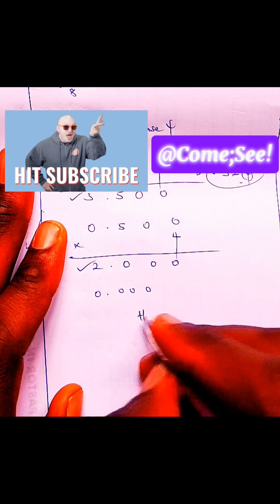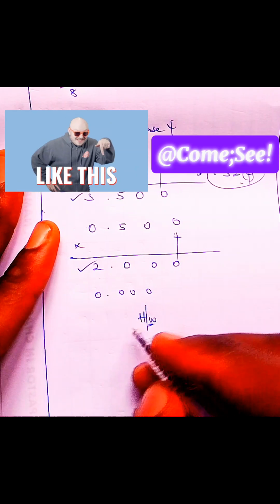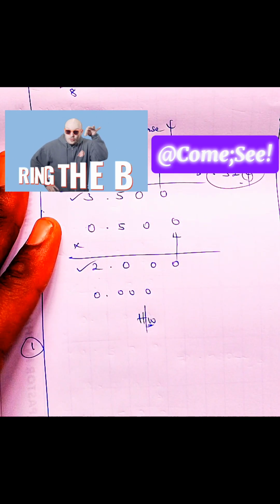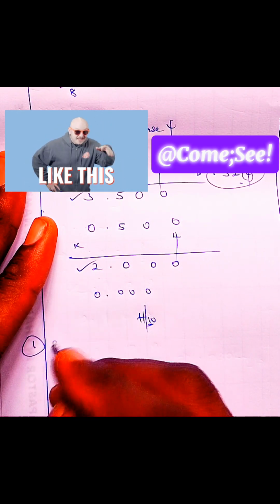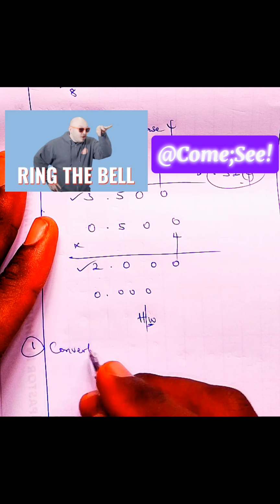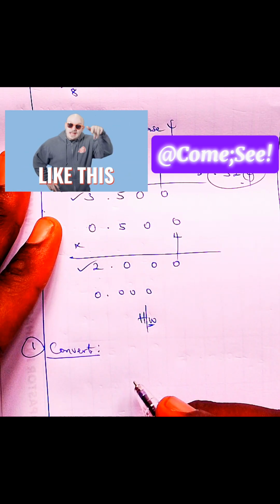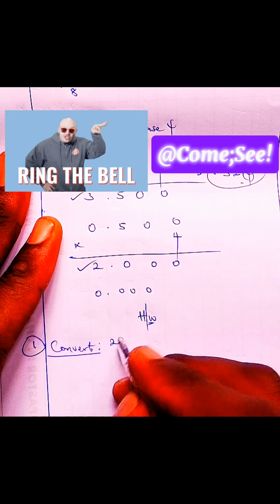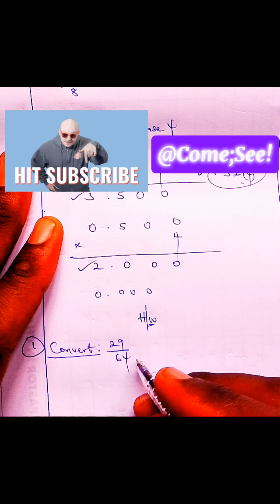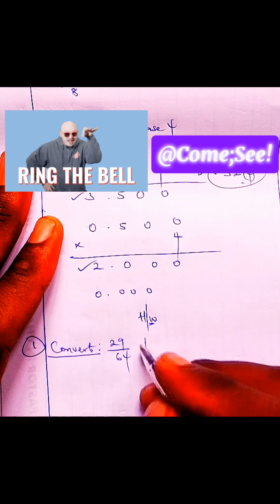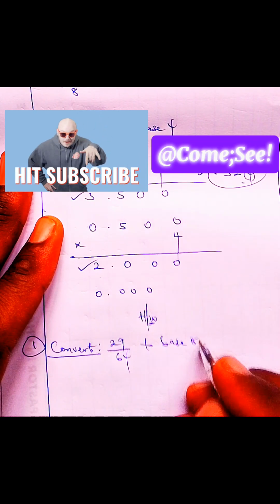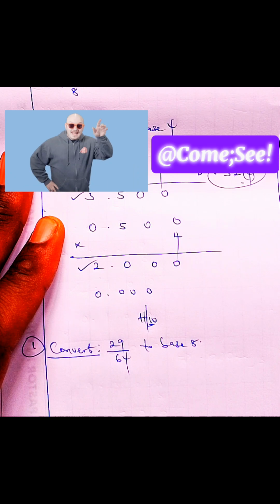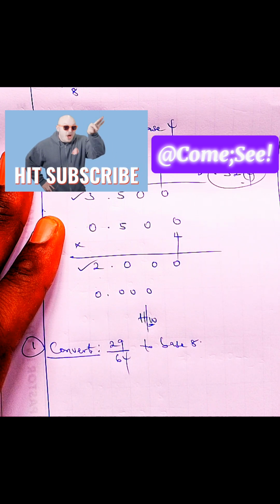So here is a take-home. Try this for me. Convert 29 over 64 in base 10 to base 8, or octal.